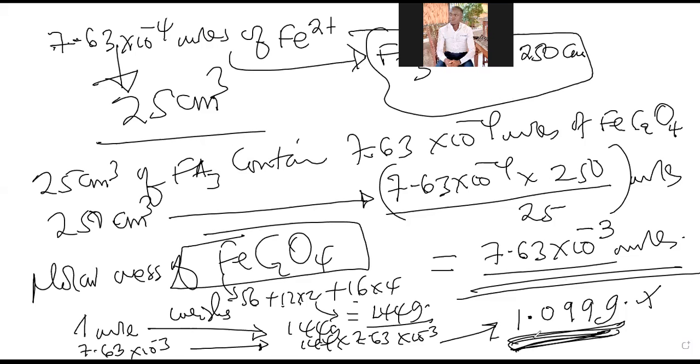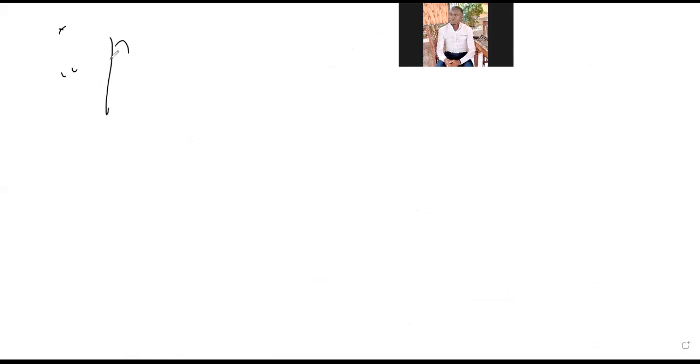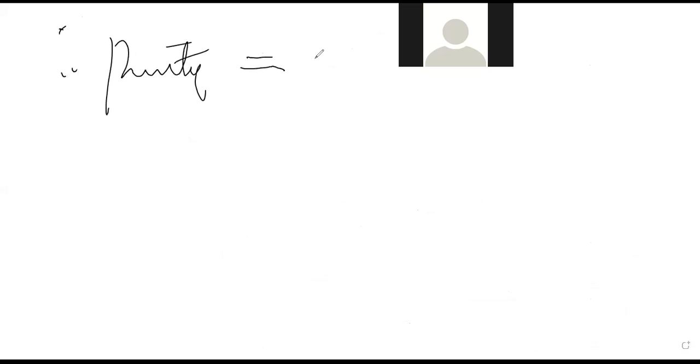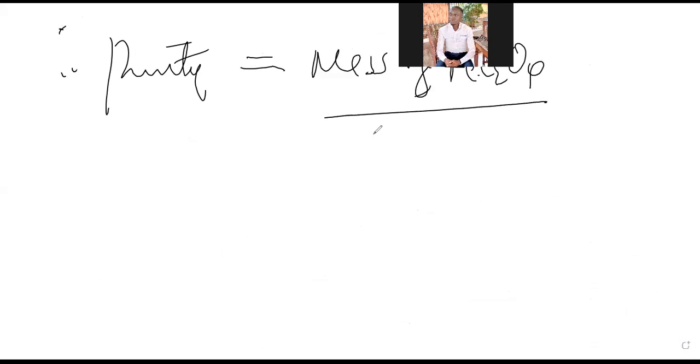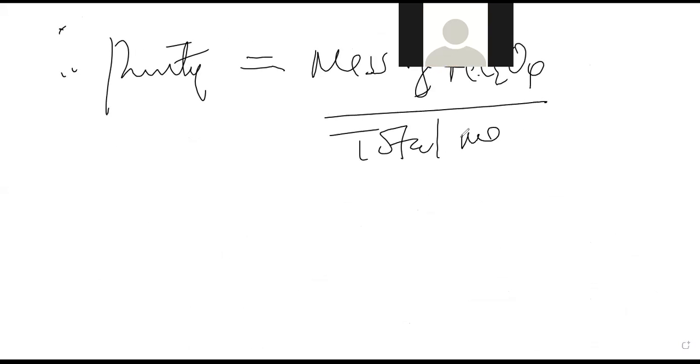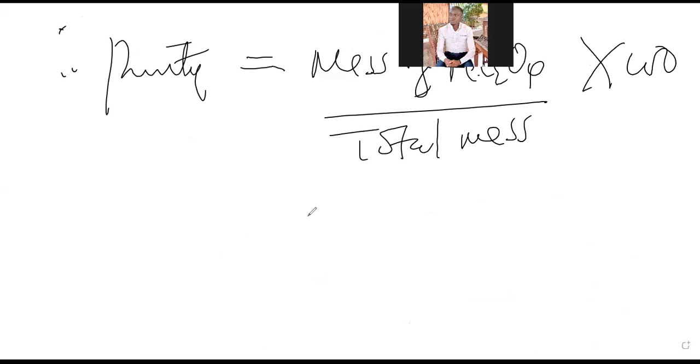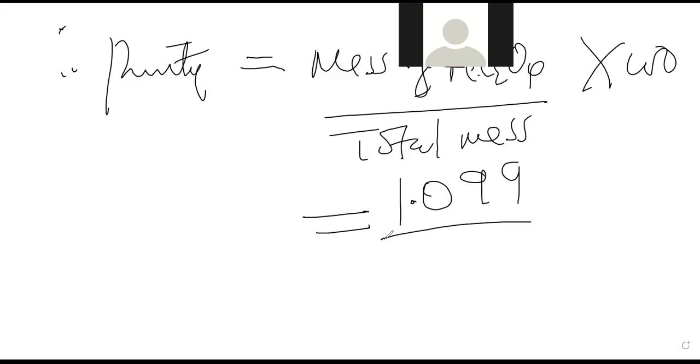Okay, members, after getting this, we can get percentage purity very, very easily. How do we get the percentage purity of the oxalate? Percentage purity will be equal to the mass of ferrous oxalate that you've gotten over the total mass of the impure sample, times 100. So what is the mass of the oxalate you've gotten? 1.099 out of what is the total mass of the impure sample, members?